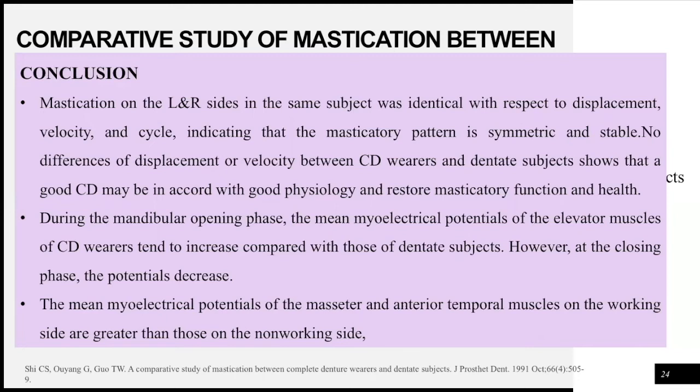During the mandibular opening phase, the mean myoelectrical potential of the elevator muscles of the complete denture wearer tends to increase compared with those of the dentate patients. The mean myoelectrical potential of the masseter and anterior temporal muscle on the working side is greater than that on the non-working side.